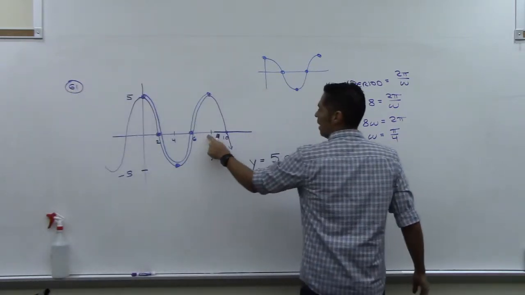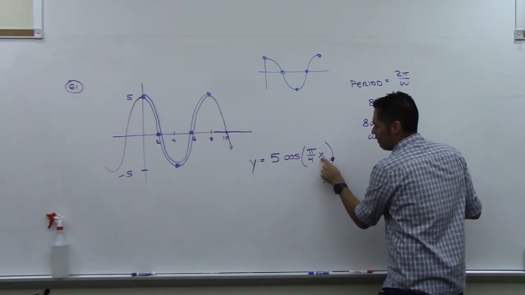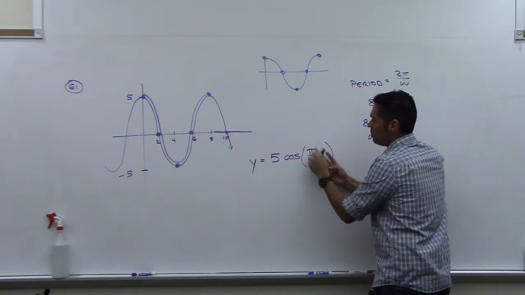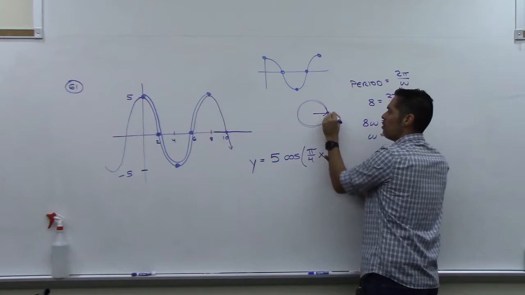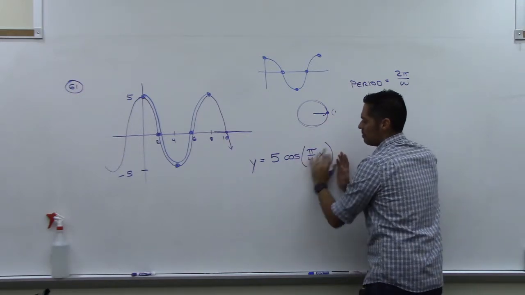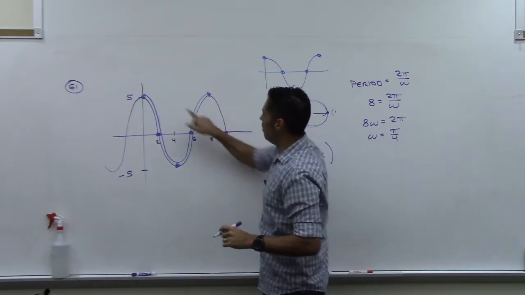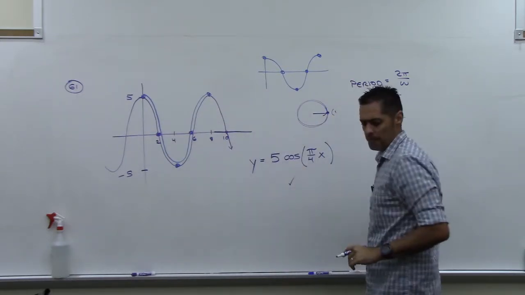What would happen if we plug in 8? We should get 5 again. So I plug in 8 right here. 8 over 4 is 2, so we have 2 pi. And cosine of 2 pi on the unit circle, 2 pi is all the way around. Cosine is the x-coordinate there, that's 1. So this thing comes out to be 1 times 5 is 5. So you have these 2 points match up, so we're feeling good like this equation works. So I'm going to say check.